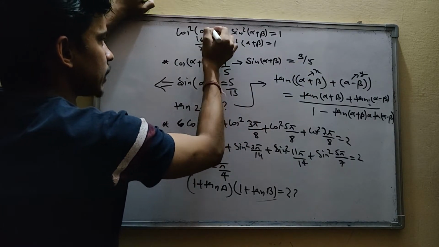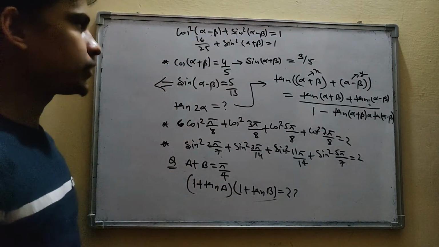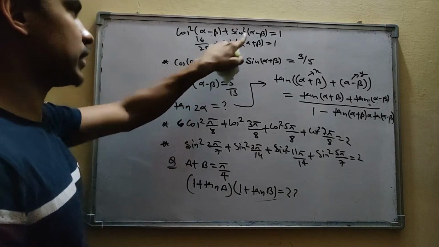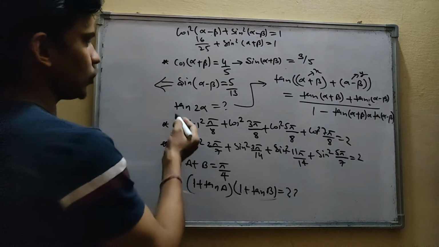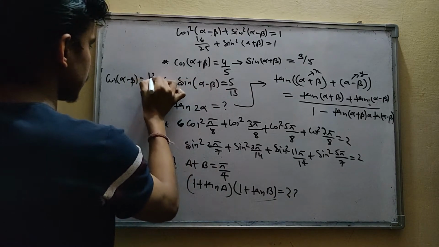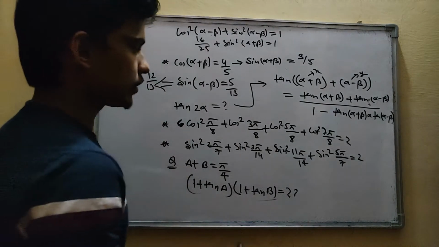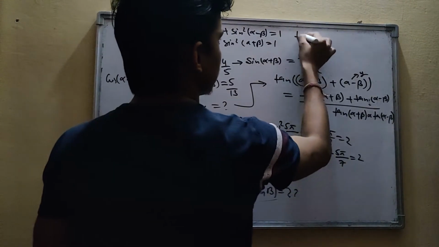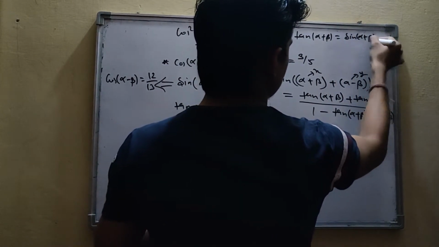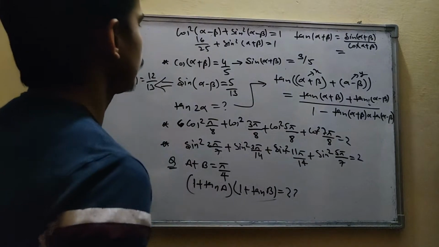And now this can be written like this as well: cos square alpha minus beta plus sin square alpha minus beta is going to be 1, right? So by substituting the value of sin alpha minus beta over here, you can get the value of cos alpha minus beta. If you solve it, you are going to get 12 by 13, and now you know the cos alpha minus beta as well. Now tan alpha plus beta is going to be sin alpha plus beta upon cos alpha plus beta. Now just substitute the values, right? If you substitute it, what are you going to get?